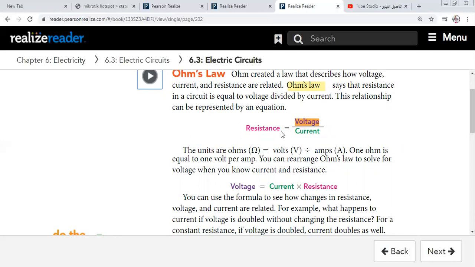If you want to calculate resistance, resistance equals voltage divided by current. If you want to calculate voltage, voltage equals current times resistance.